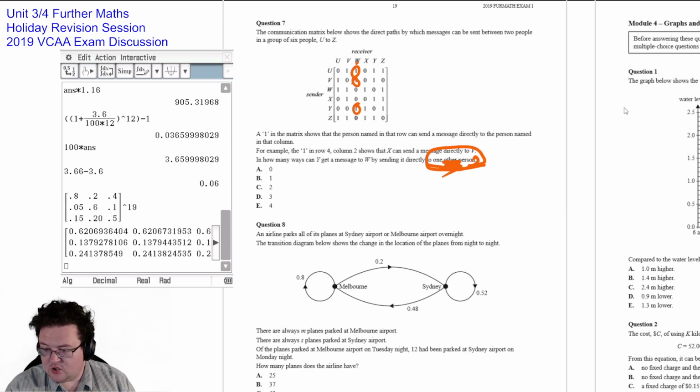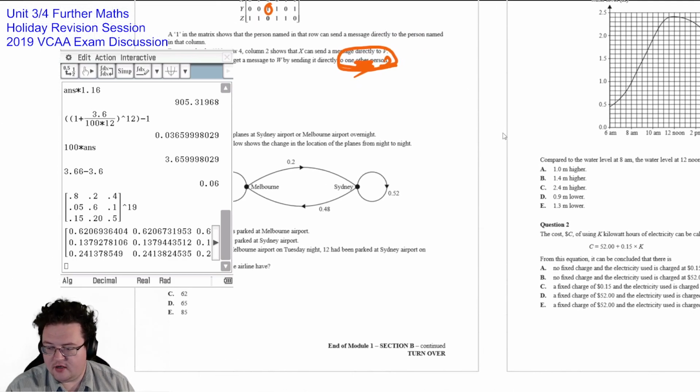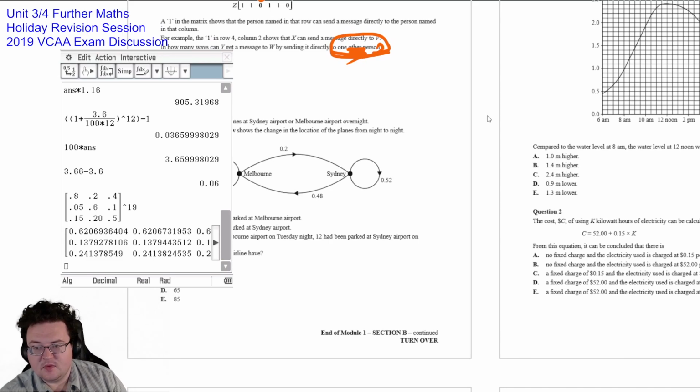An airline parks all of its planes at Melbourne or Sydney Airport overnight. No one's going anywhere these days. A transition diagram shows the change from night to night. There are always M planes parked at Melbourne and S planes always parked at Sydney. Of the planes parked at Melbourne on Tuesday night, 12 had been parked at Sydney on Monday night. How many planes does the airline have?